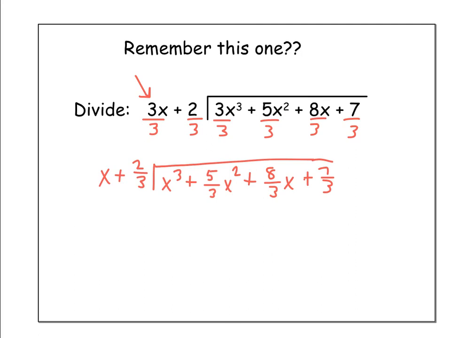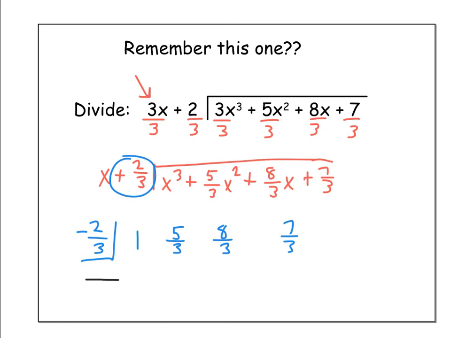Okay, so synthetically, we would say, all right, I'm going to take the opposite of that. I'm going to get my coefficients, 1 for the x cubed, 5/3 for the x squared, 8/3 for the x, and 7/3 for the constant term. And then we could just follow the same synthetic process we did before. It just gets a little messy because you will be dealing with fractions. So let's see what happens on this one.